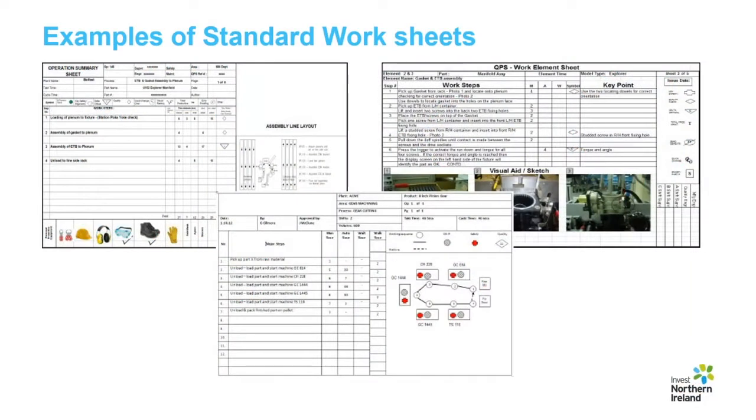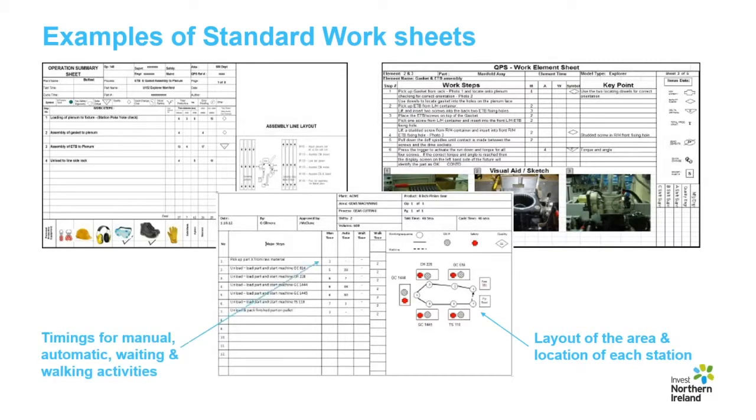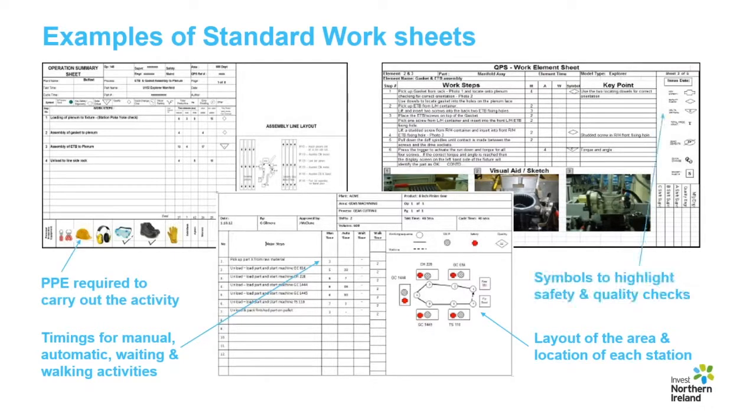Here are some examples of standard worksheets. As well as details of the tasks required to complete an activity, you can see that they include photos, diagrams, symbols, and layout sketches. The timings are separated into the time required to complete manual and automatic activities, as well as the time spent waiting and walking. Standard worksheets can also include details of the PPE required to carry out the activity, as well as symbols to highlight safety and quality checks.